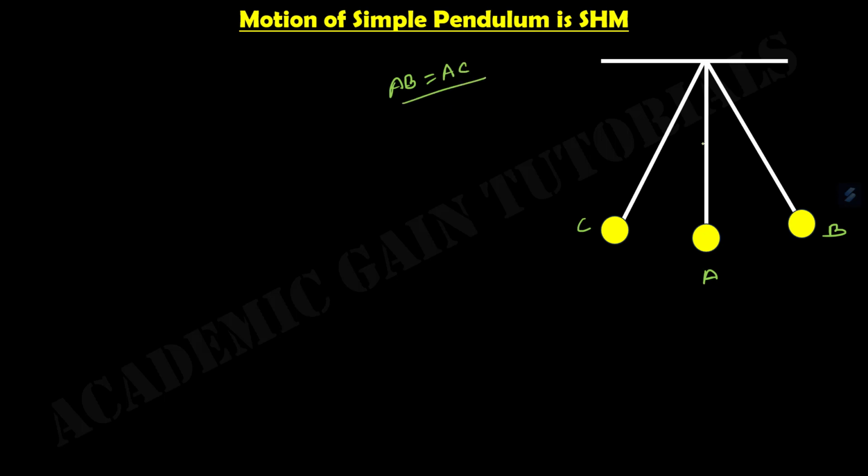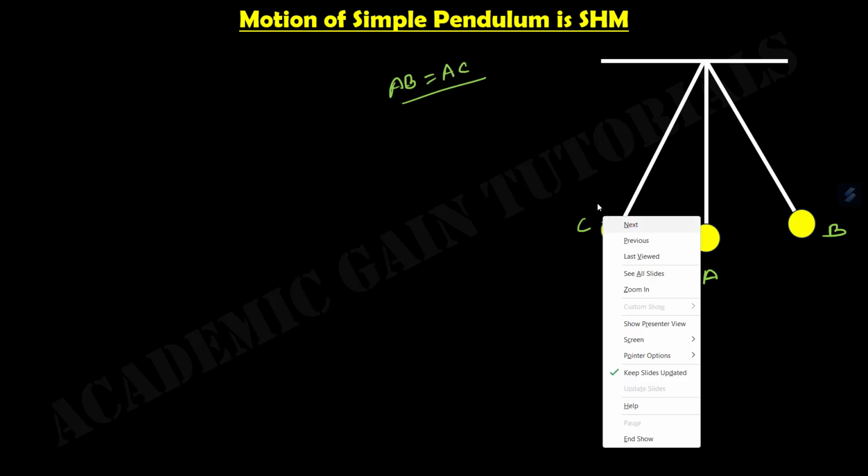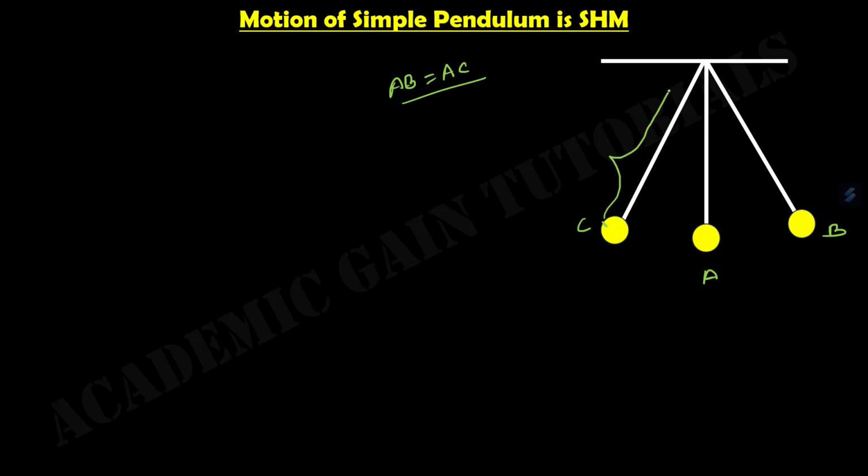Okay, so now if I think about that, what is the effective length of this simple pendulum? This effective length will be this point L. Okay, so this is our effective length L. The bob has a mass of m, so the weight will be mg working downwards.